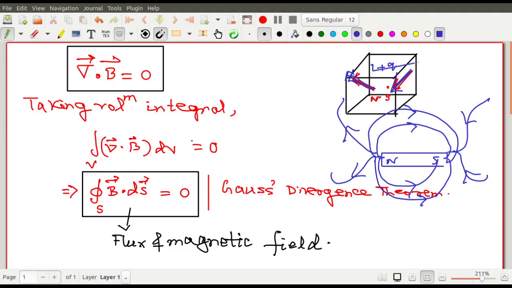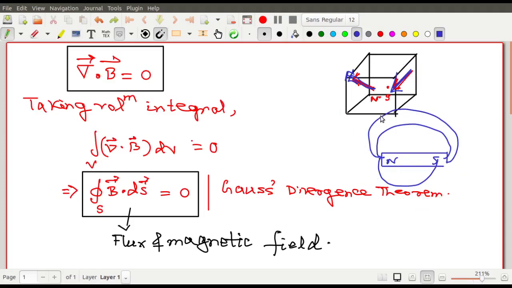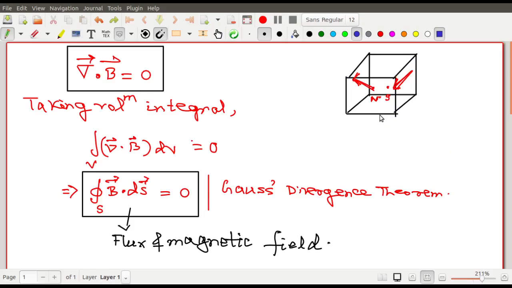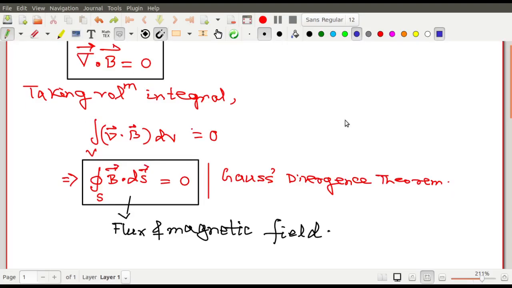And this example of cube, I hope that you will remember for your next lifetime. So those who want to learn it properly will remember what the real significance of divergence is. Okay, that's fine. So I remove everything. Now let me write the significance.